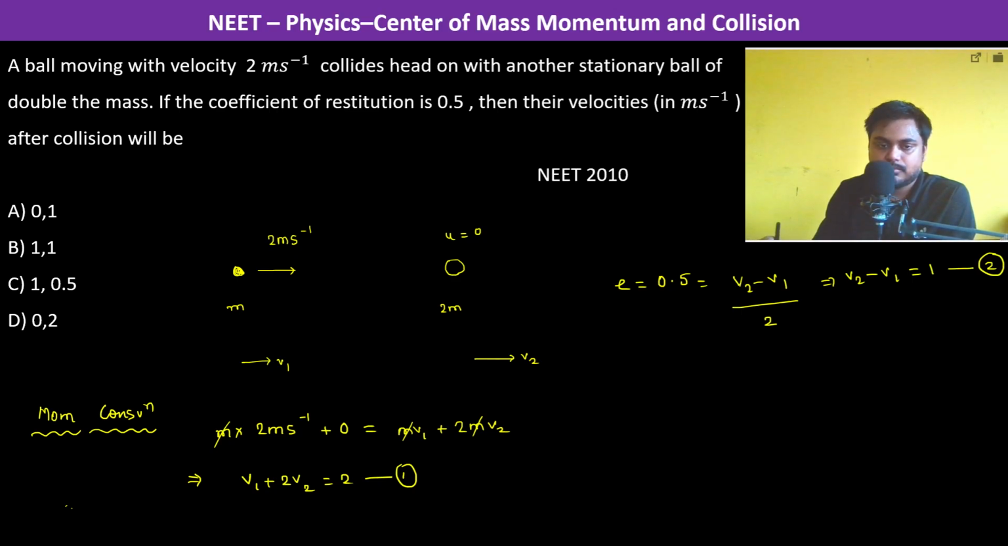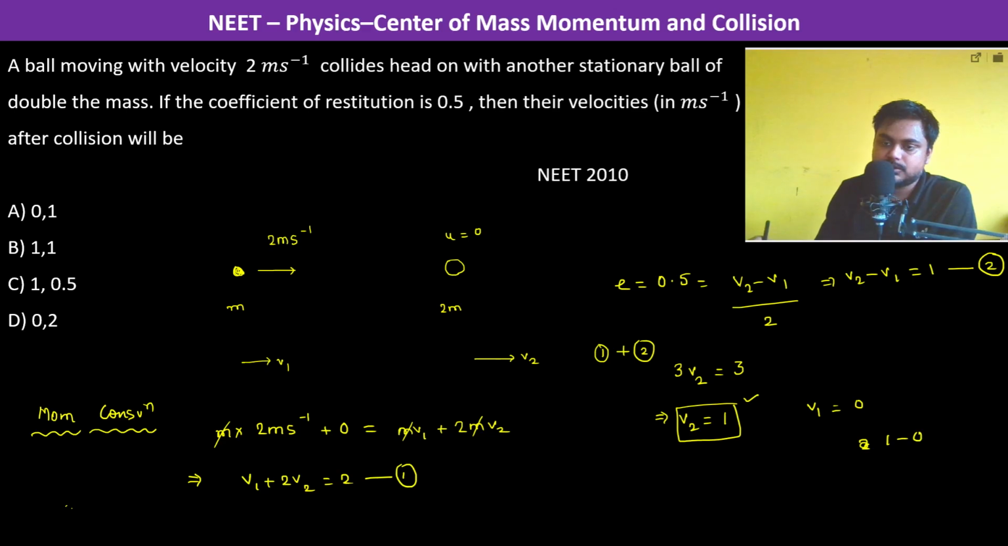Now we add both of them. Adding the first equation plus the second equation gives us 3v2 is equal to 3. So therefore v2 is equal to 1 meter per second, and v1 is going to be 0, because 1 minus 0 is equal to 1. So therefore v1 is equal to 0. The velocities will be 0 and 1, so the answer is A.